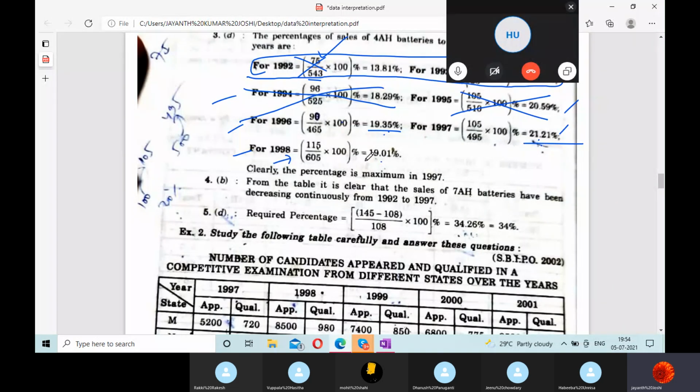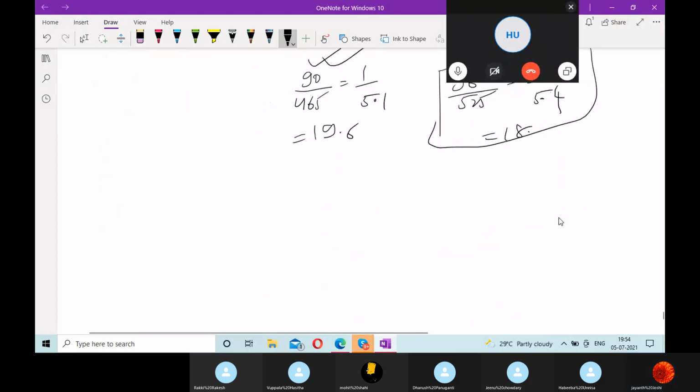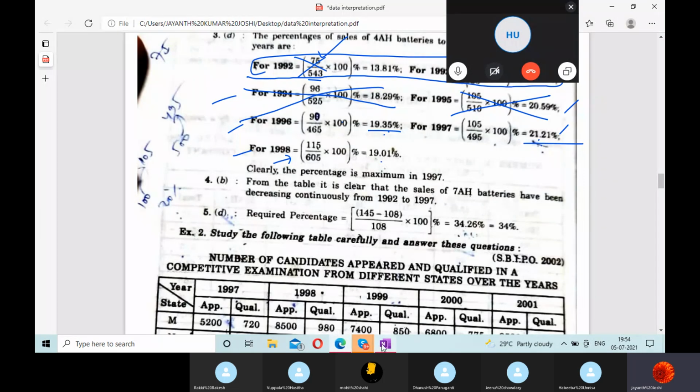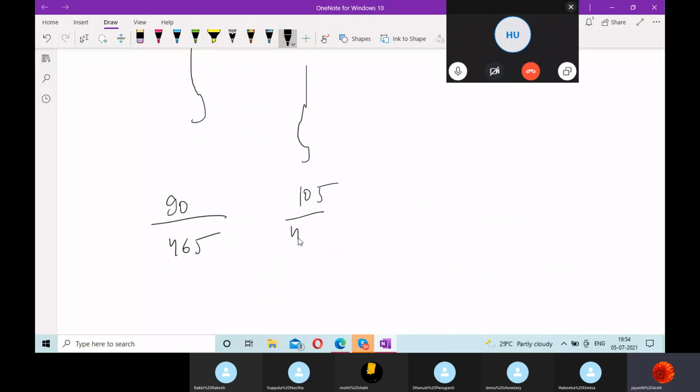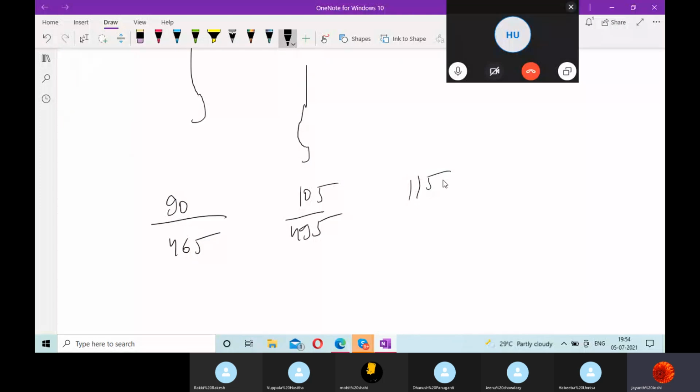Now let us take this 1, 2, 3 into picture. 90 by 465, 105 by 495, and 115 by 605. Okay, now. So here 90 by 465 we got it as 1 by 5.1. This is okay. Now only these two fractions if we get, we'll get the answer.